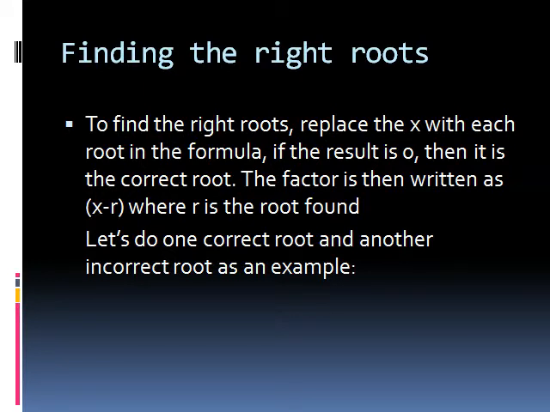So now we have the potential roots, but that doesn't mean that all of those are the answers for that question. So how can we find the right roots? To find the right roots, replace the x with each root in the formula. If the result is 0, then it is the correct root. The factor is then written as x minus r, where r is the root found. Let's do one correct root and another incorrect root as an example.